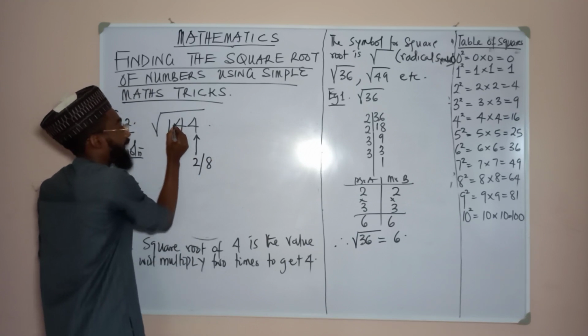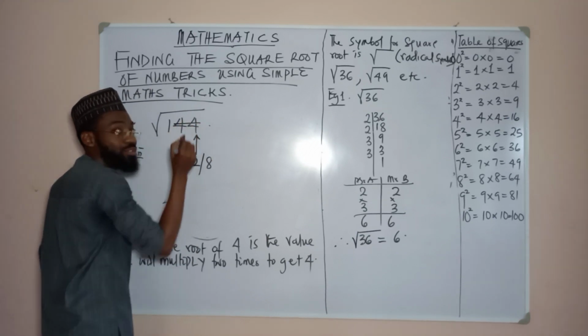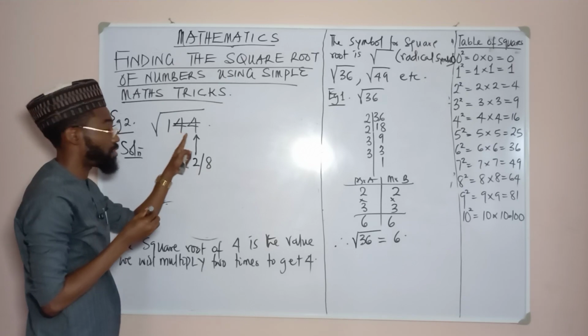The next step is to cancel the last 2 digits, like I have just done here.